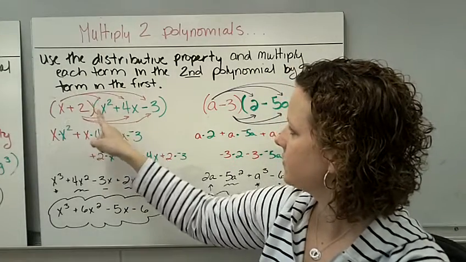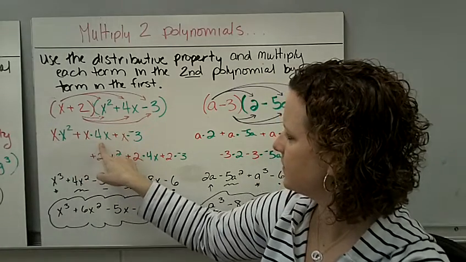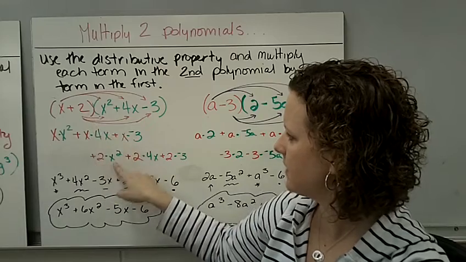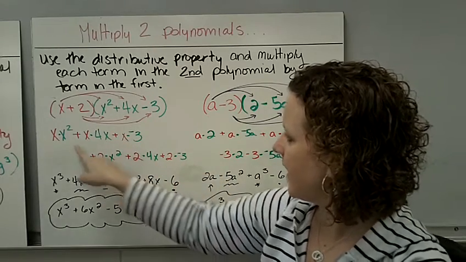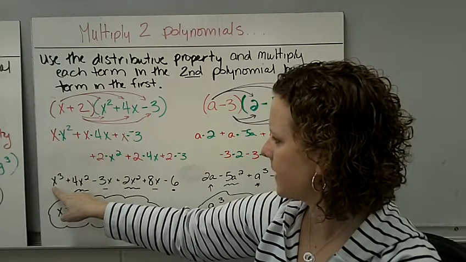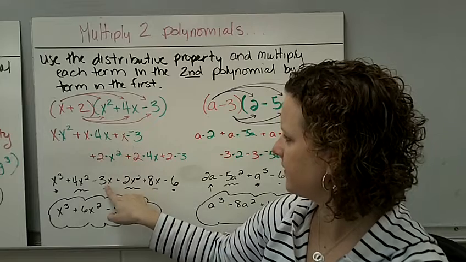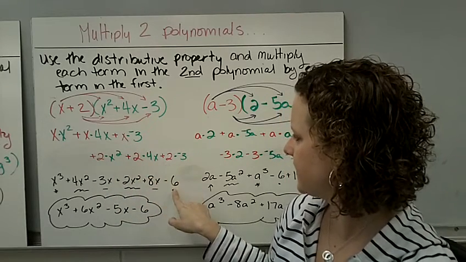So I distribute the x through the polynomial, and I get x times x squared, x times 4x, x times negative 3. Then I distribute the 2. 2 times x squared, 2 times 4x, 2 times negative 3. I actually wrote everything out. X cubed, 4x squared, negative 3x, 2x squared, 8x, negative 6.